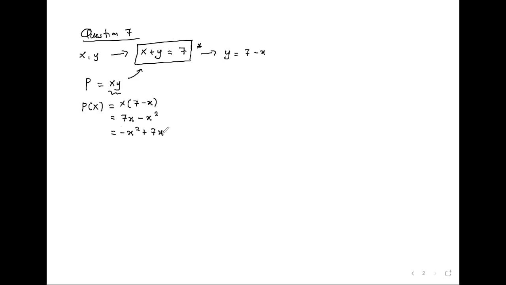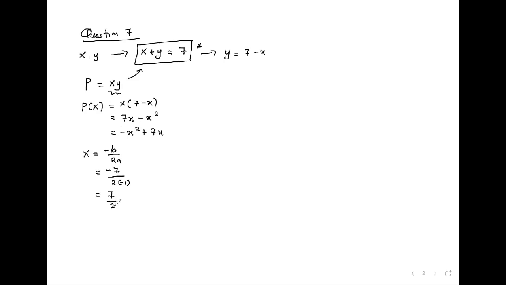It has become a quadratic. If we take it as first, then we'll get the line of symmetry, which is given by negative b over 2a. And this is just negative 7 over 2 by negative 1, which is going to give us 7 over 2. This is the value of x.